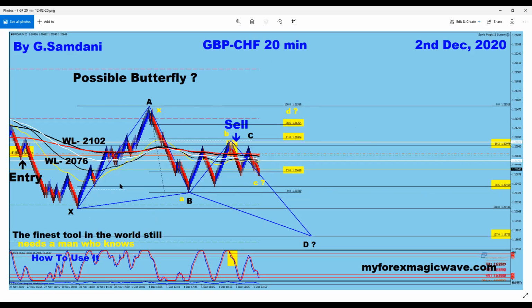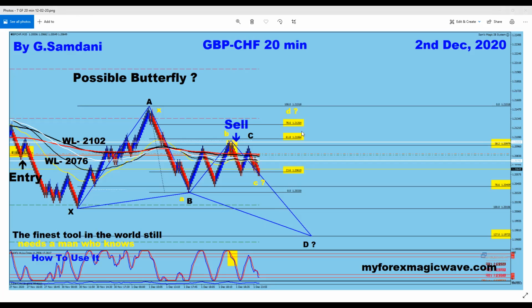So this is a 20-minute chart, and you can see that there's a possible butterfly pattern. This is the black count X, A, B, C, D. It has a specific calculation. If I have the chart here, let me show it to you.